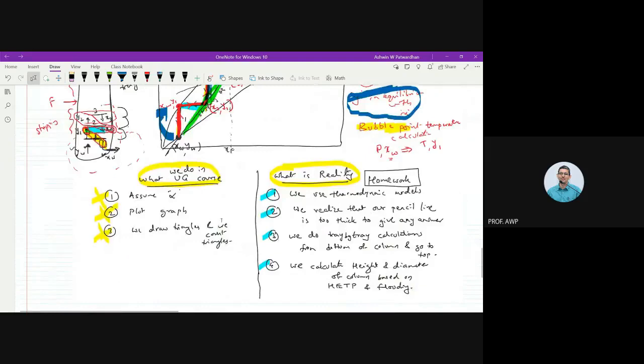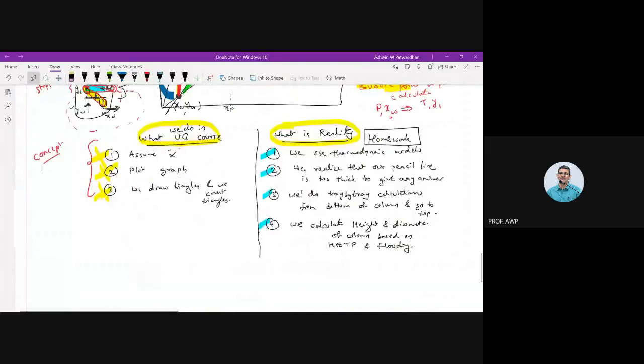This is still the concept. In the undergraduate course, why did we draw a graph? And why did we draw triangles? We were learning the concept. Why did we take alpha equal to 2 in the undergraduate course? Why did we take XD equal to 0.95? Because we wanted to draw a graph to understand the concept of equilibrium, the concept of operating line, the concept of going from one theoretical stage to another theoretical stage. That is the concept we learned. Therefore we did it graphically, with alpha equal to 2 and XD equal to 0.95, so that we could draw with a pencil. Do you agree with that?